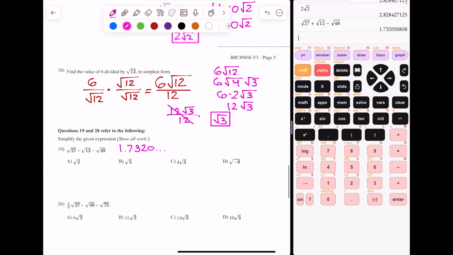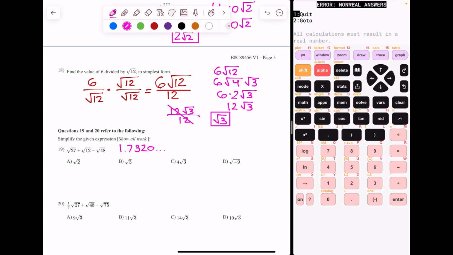I'm going to type in every answer choice, not just one, every single one, and see which one gets me the same. First one, no. Second one, no. Third one, no. And fourth one, you can never have a negative under the square root, so that is not true.